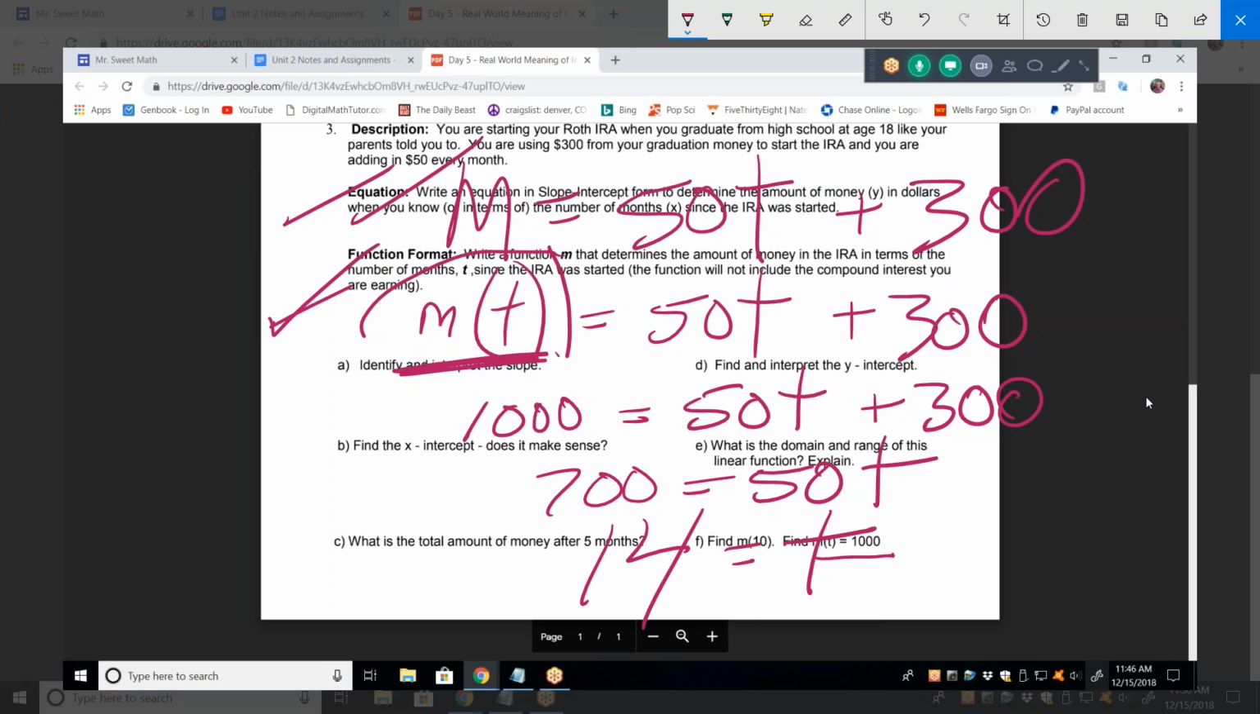So in 14 months, you'll have $1,000. Well, you would have deposited $1,000. You'll have actually more than that because you're earning interest. Okay? And that's a whole other math discipline as to how you figure interest. But what this is talking about is the total amount of money you've put in. And yeah, if you look at 14 months and you go back to our original equation, 14 times 50 is 700, plus 300 is 1,000.